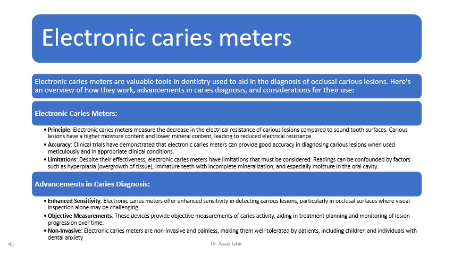Accuracy. Clinical trials have demonstrated that electronic caries meters can provide good accuracy in diagnosing carious lesions when used meticulously and in appropriate clinical conditions. Limitations. Despite their effectiveness, electronic caries meters have limitations that must be considered. Readings can be confounded by factors such as hyperplasia, overgrowth of tissue, immature teeth with incomplete mineralization, and especially moisture in the oral cavity. Advancements in caries diagnosis.